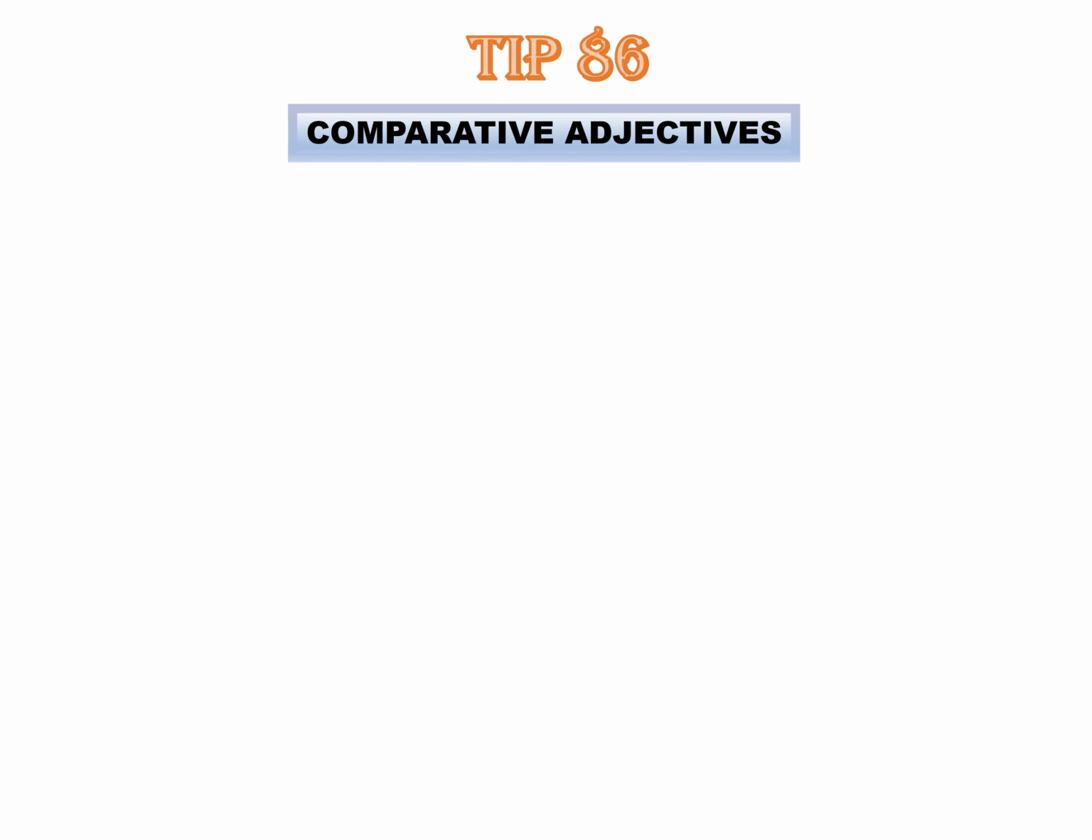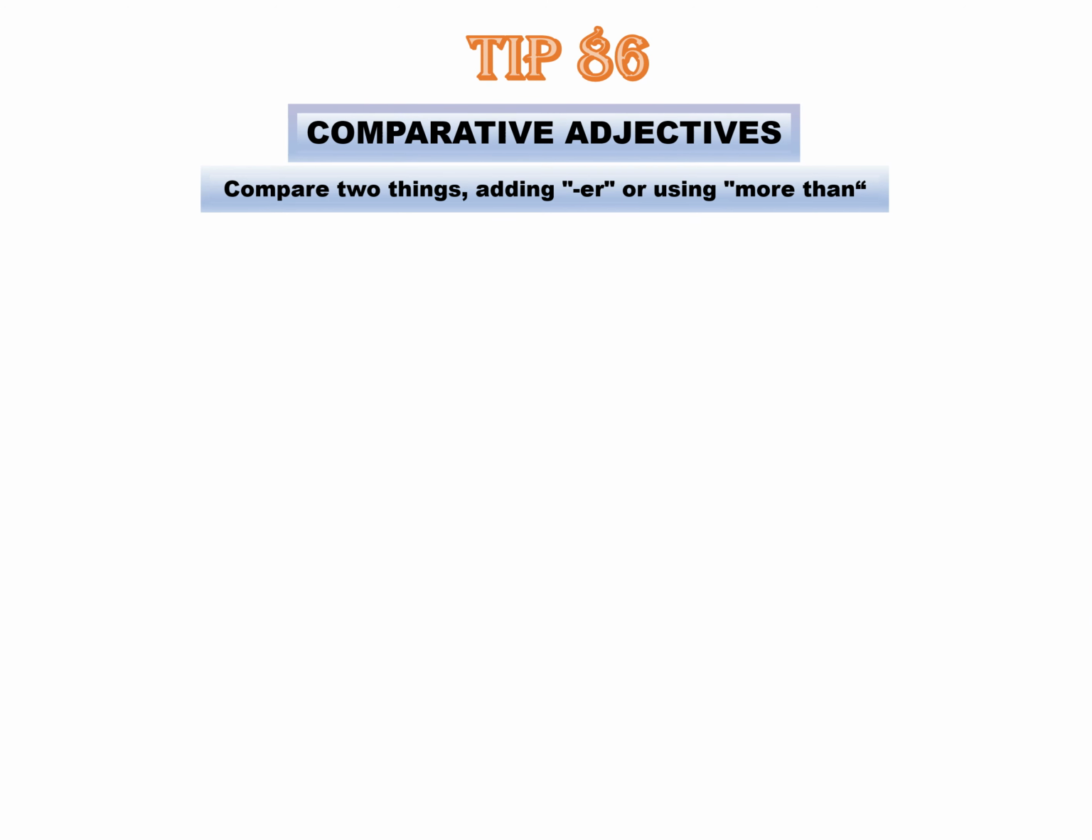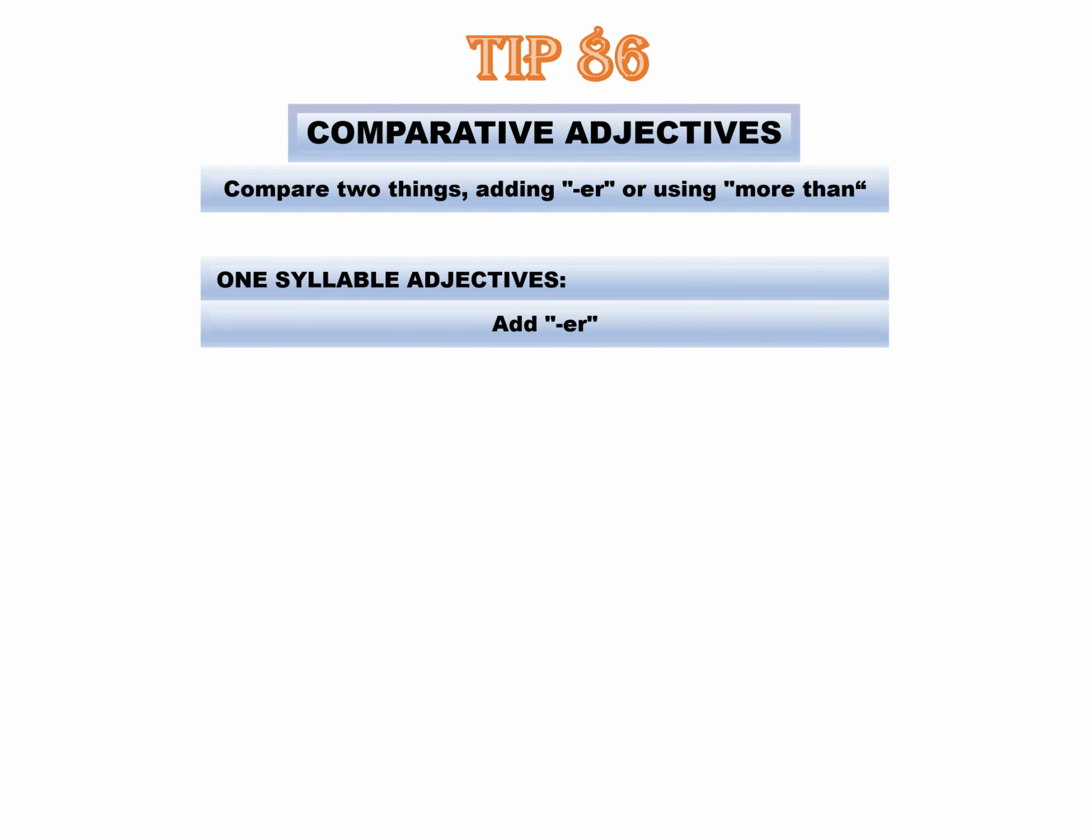Tip 86. Comparative adjectives. Compare two things adding -er or using more than. One syllable adjectives: add -er. Example.